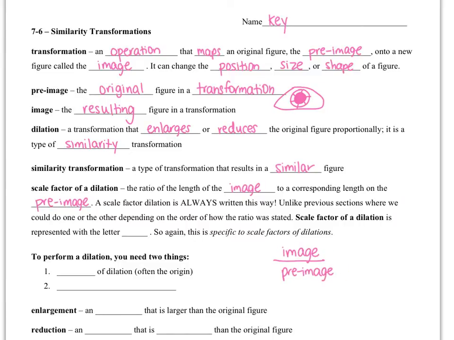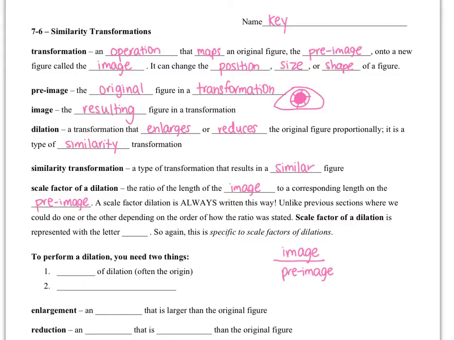Now before, remember, it depended which way you were going to say it. Like whichever figure you said first always went in the numerator. No matter what, the image, which is the resulting figure, will always go on top. So really, scale factors of dilations make more sense to us because if you think about making a scale model, say you're making a scale model of a car. So you've got the big car, right?